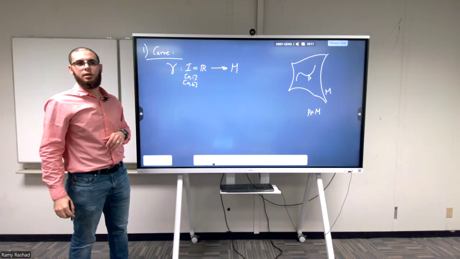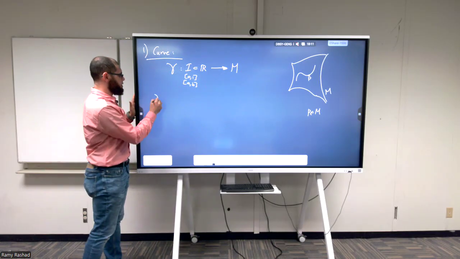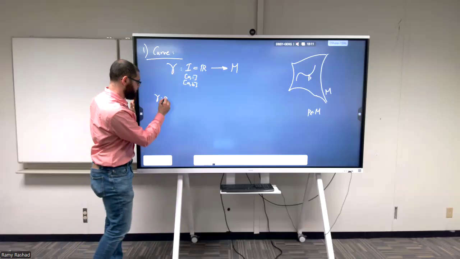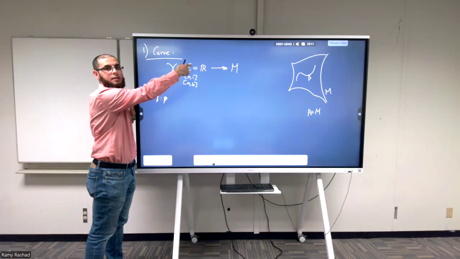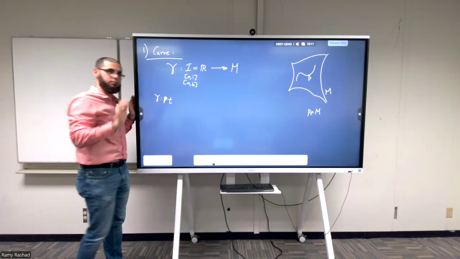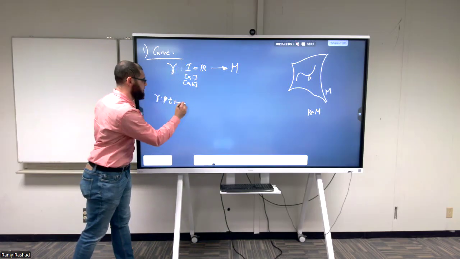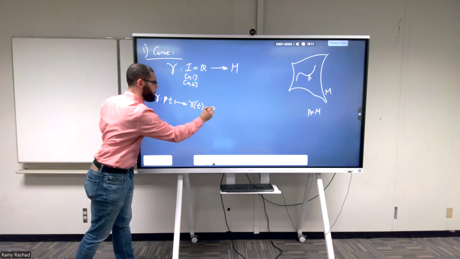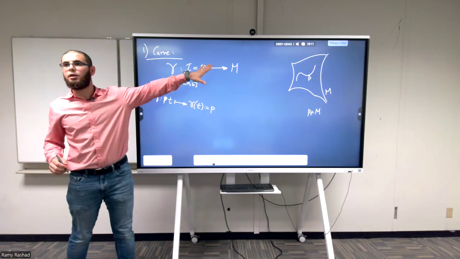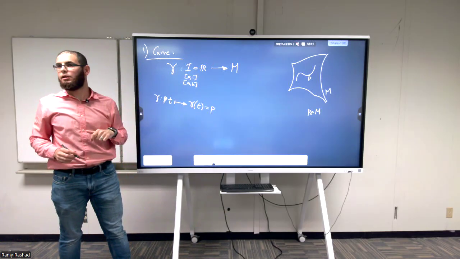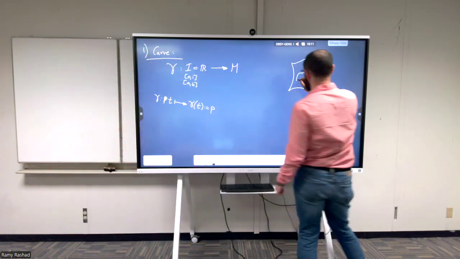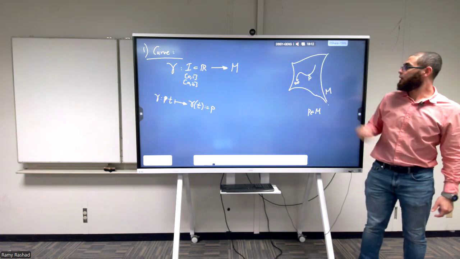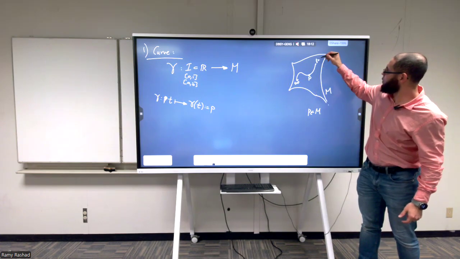So gamma would map some parameter of this interval, let's call it T, to some point P. This is what's mathematically written here. This point, for example, might be T equal to 0, and this point here might be T equal to 1.